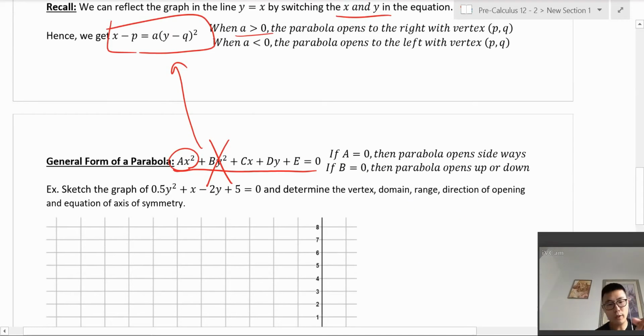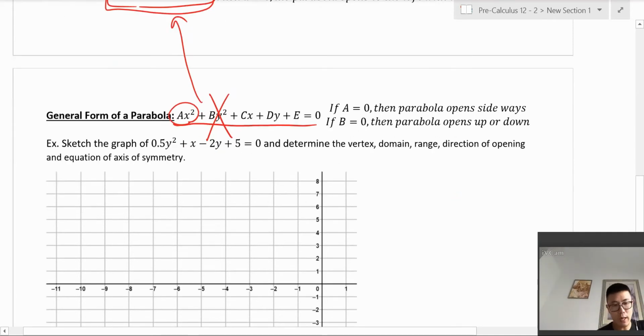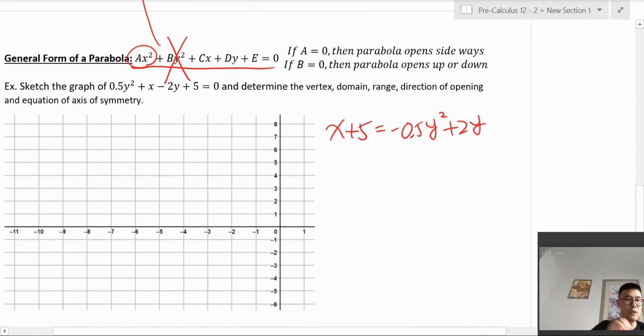So we need to write it in this standard form. That means I'm going to isolate the x on the left-hand side. So I'll keep the plus 5 there, and I'm going to move the y squared to the right, and the y also to the right. That's my first step. I keep the x and the constant on the left and move all the y's to the right so then I can complete the square.